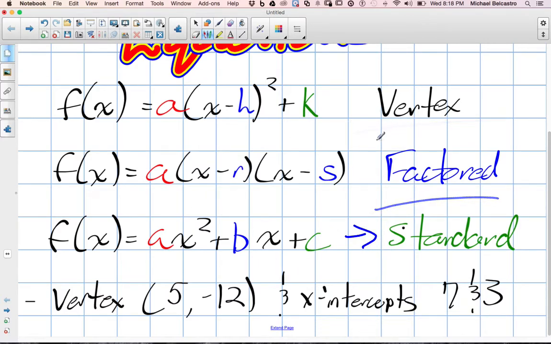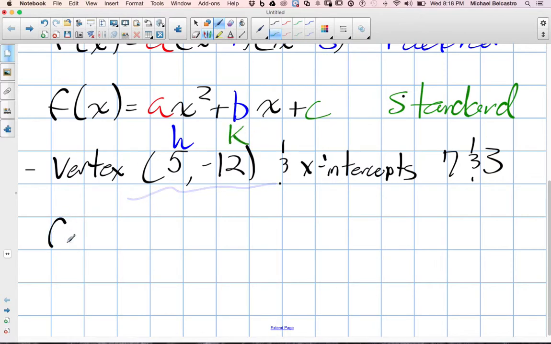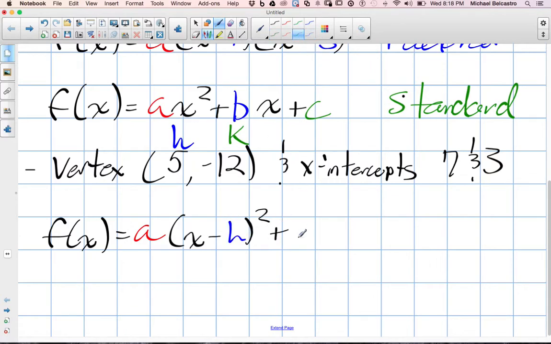So, let's start with vertex form. Let's take the vertex and use that information. Like we said, this is the h value, and this is the k value. Vertex form being f(x) = a(x - h)² + k. So here's the h, here's the k. We're going to simply substitute those values. That 5 goes in here, and that negative 12 goes in for the k value.